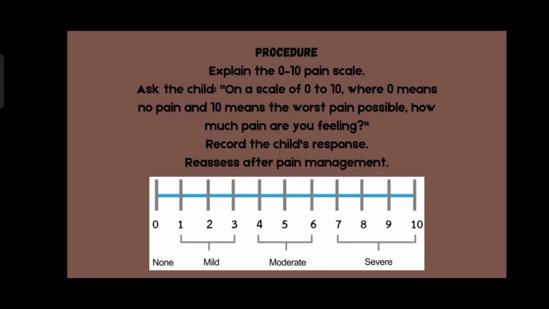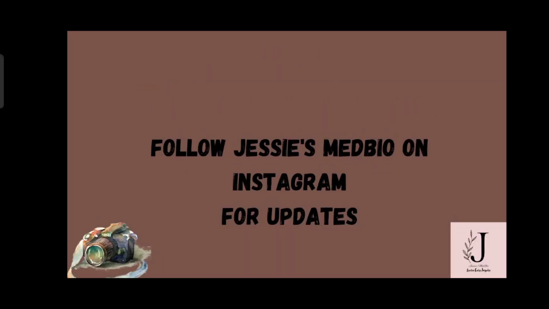Then the procedure is to explain the 0 to 10 pain scale. Ask the child, on a scale of 0 to 10, where 0 means no pain and 10 means the worst pain possible, how much pain are you feeling? Then record the child's response. Reassess after pain management. This is the image for the numerical rating scale. By showing this scale to the child, we are assessing or identifying the intensity of pain. So that is about the pain assessment in children.